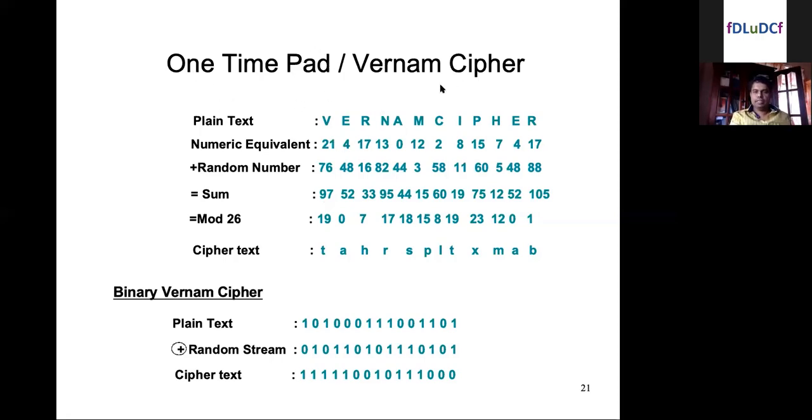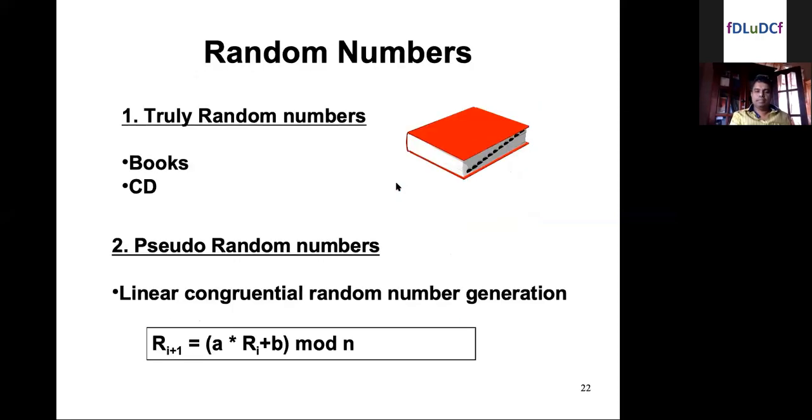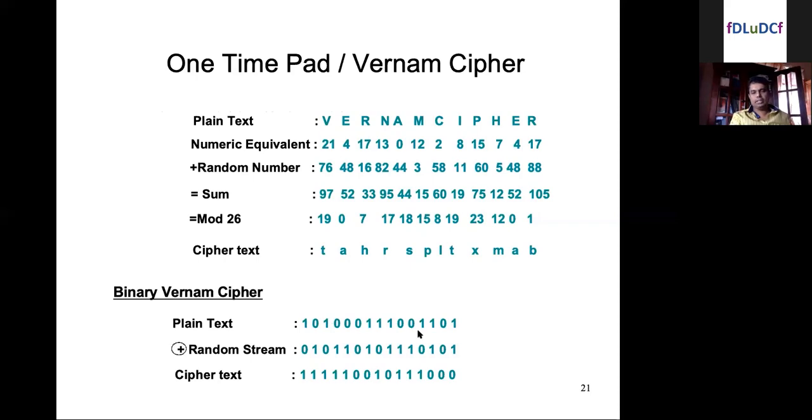So the one-time pad was further developed into the Vernam cipher. Basically, it's a binary version of the one-time pad. In computer science, every piece of data is finally in binary form, like zeros and ones. So how it works: all our plain text needs to be converted into the binary format. So if you have some message, assume this is the binary version of this message.